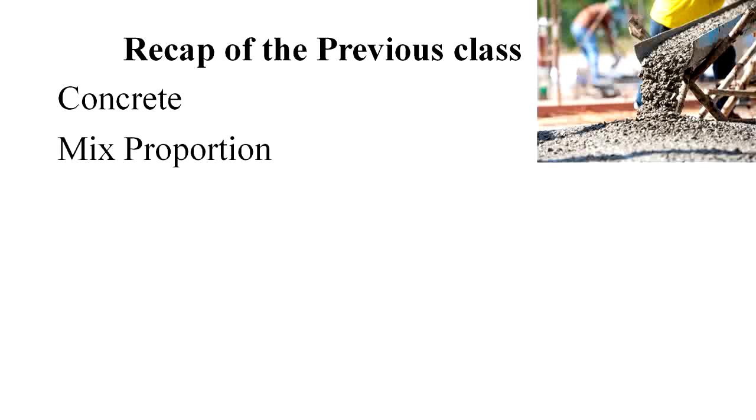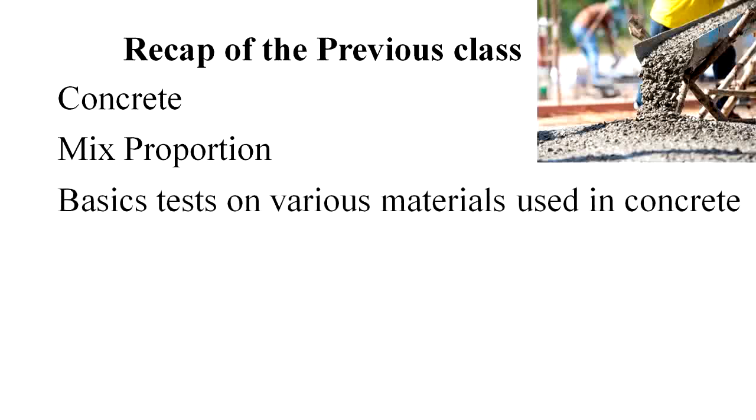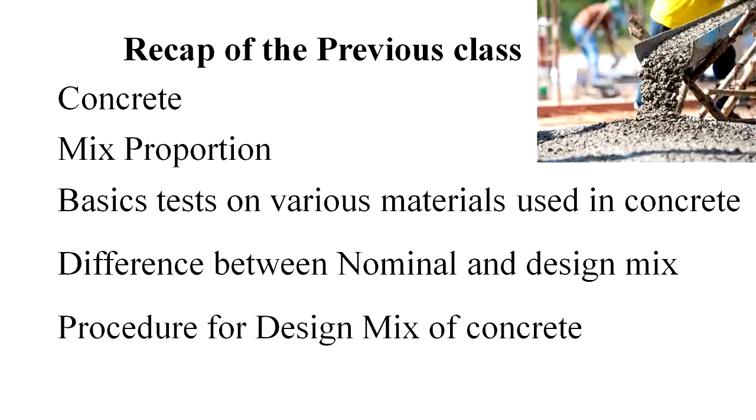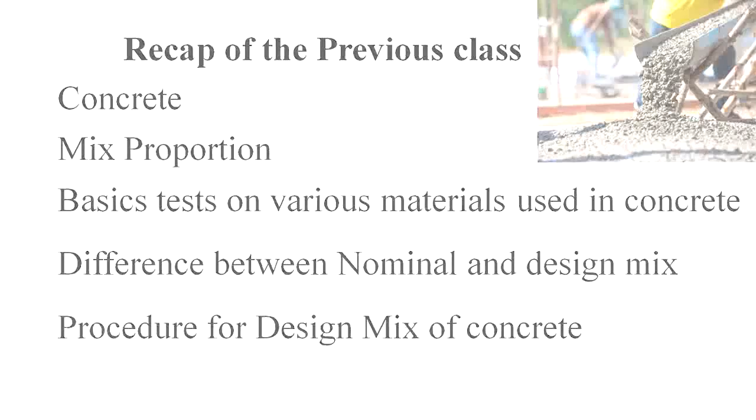Before moving on to today's class, we can have a short recap of what we learned in the previous class. In the previous class, we learnt what concrete is, what the various materials used for making concrete are, what the mix proportions are, and different types of mix proportions have also been learnt. Then, what are the various basic tests that should be carried out on the different materials used in concrete making. We have also learnt the difference between nominal and design mix, and the procedure for how to design a mix of concrete. These are the various things we learnt in the previous class.